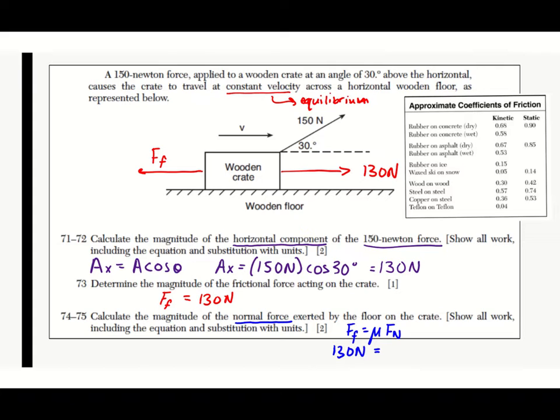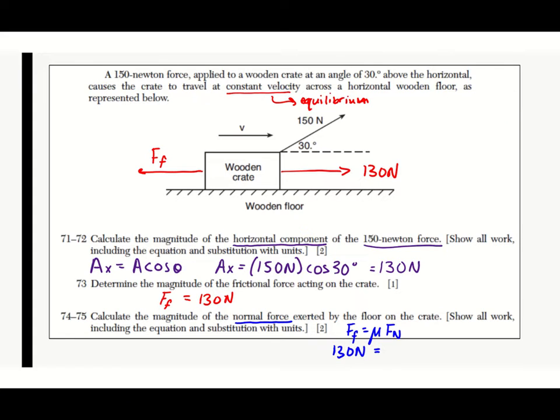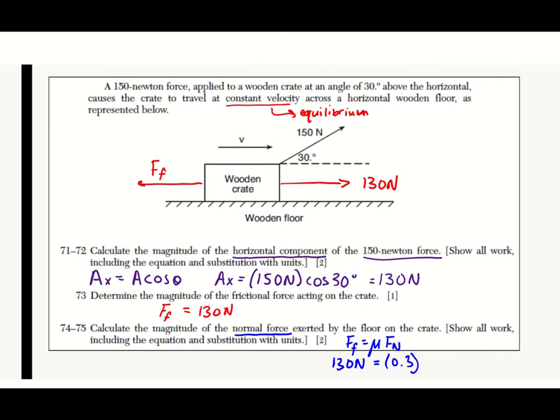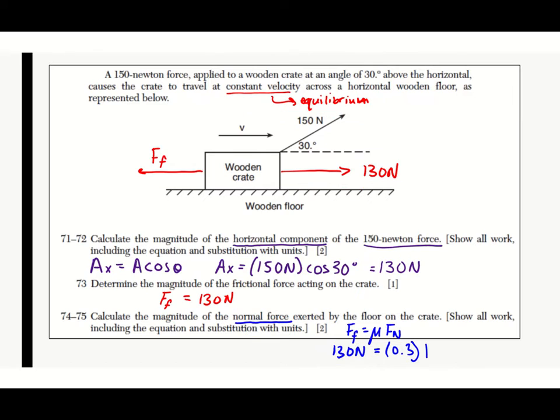Alright, so let me get rid of this. 0.3 is our mu value. 0.3, no units for the coefficient. And then Fn is our normal force, which we're solving for. And then we get a normal force value of 433 newtons. And that's our answer for 74 to 75.